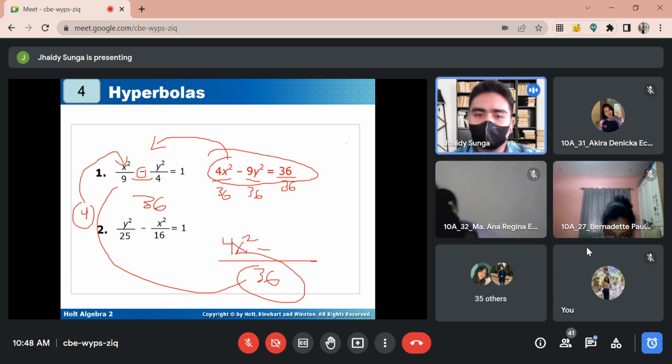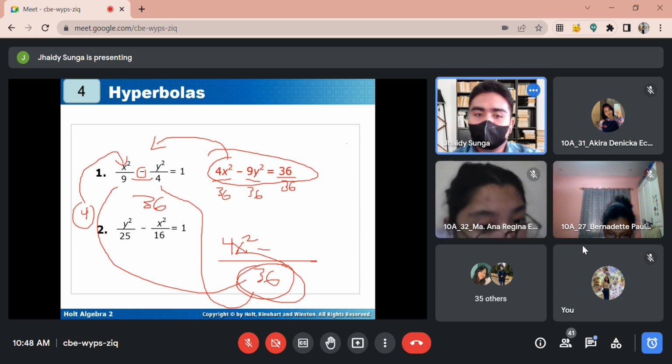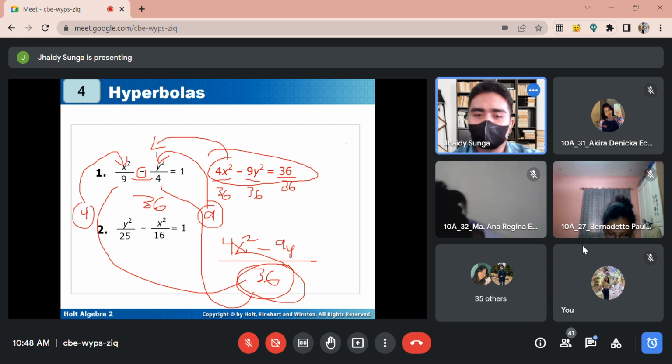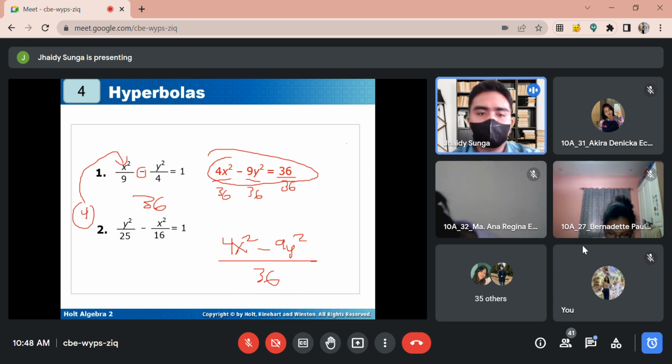Then this is your operation. How about the other side? 36 divided by 4, the answer is 9. 9 times y squared, the answer is 9y squared. Okay, then once you multiply it by 36, correct? Once you multiply it by 36 already, what are you going to do?